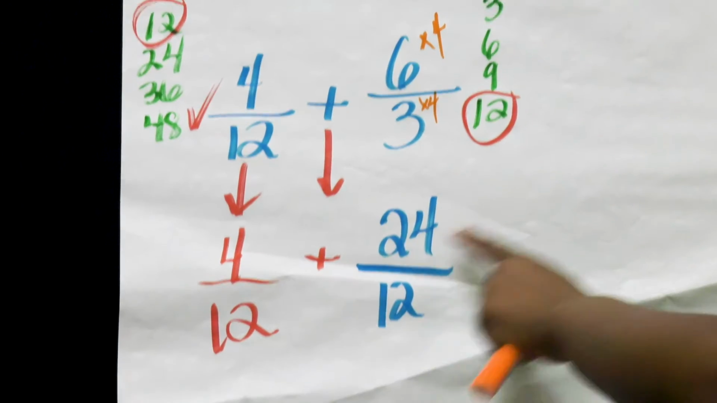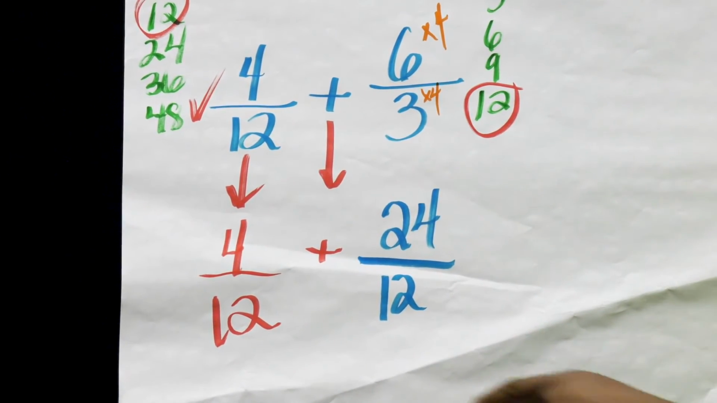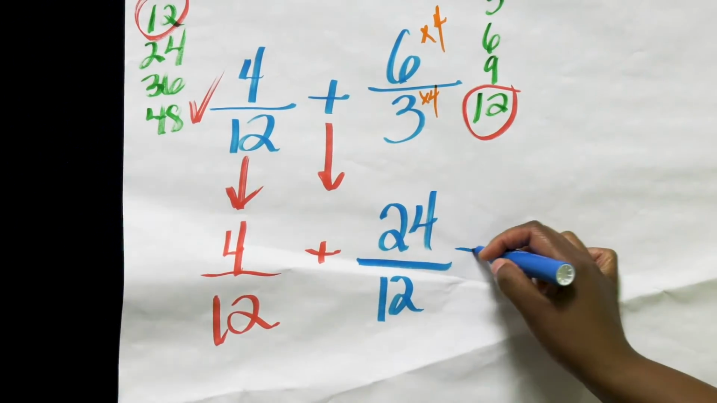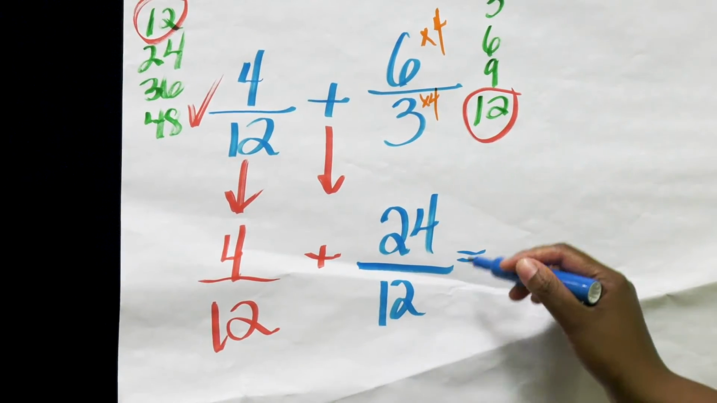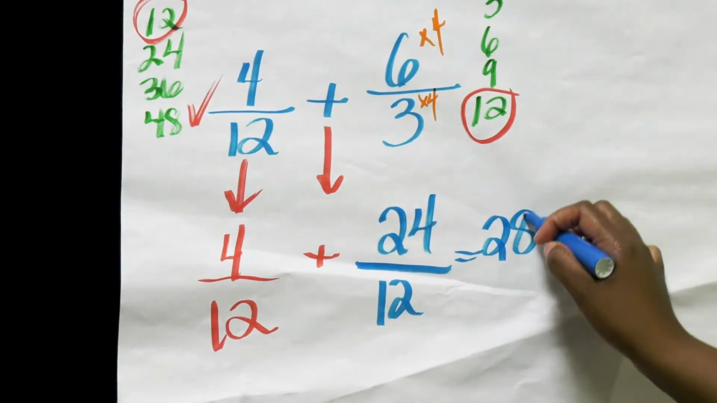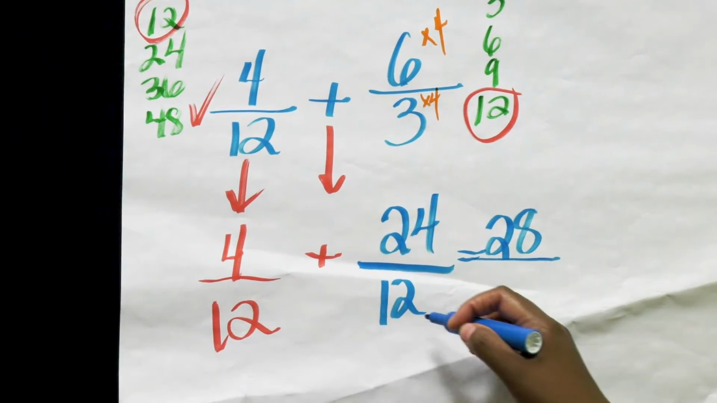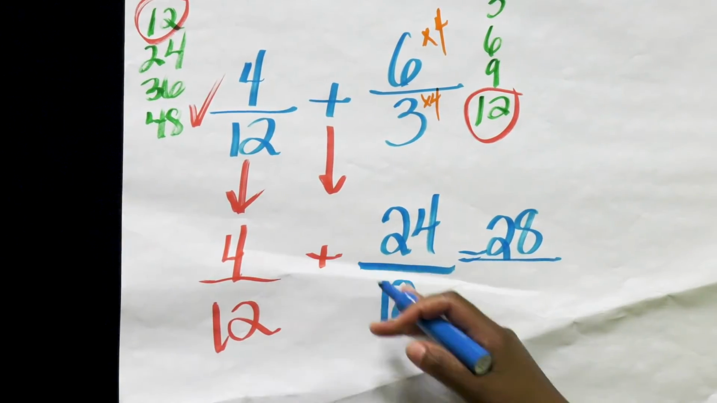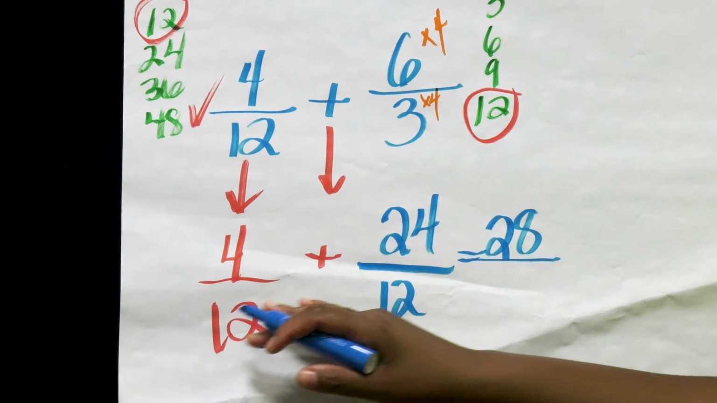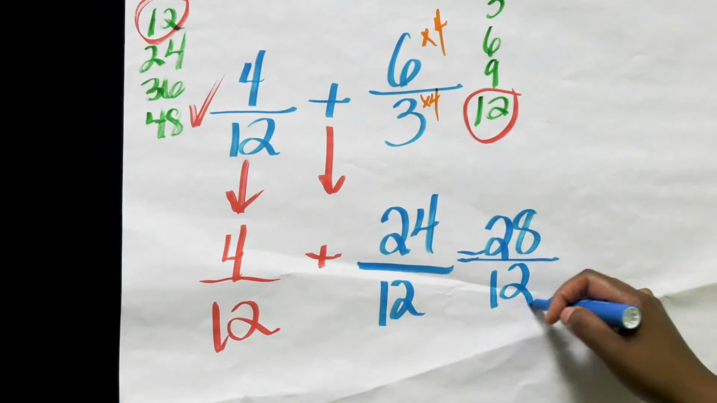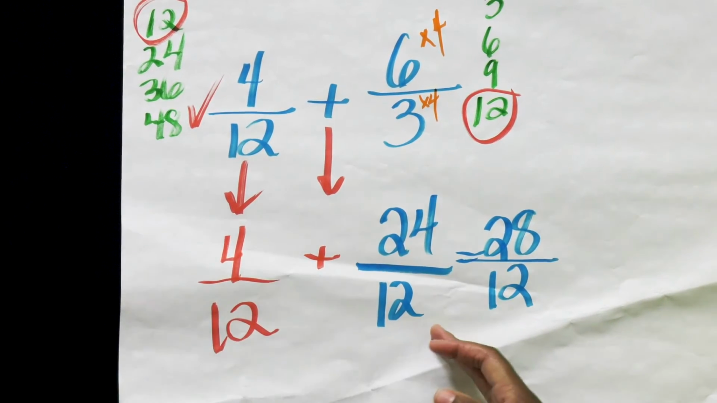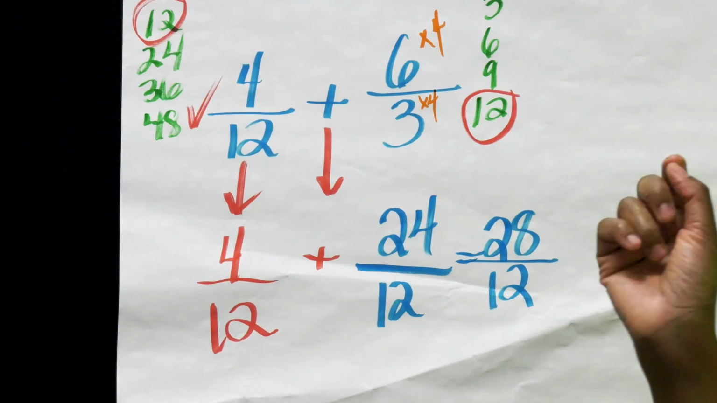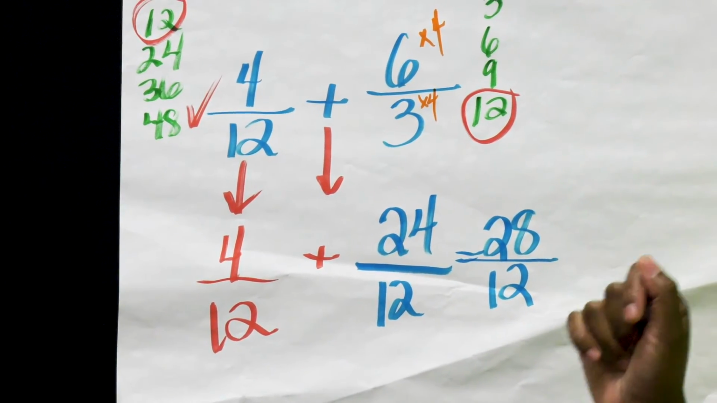Now guess what? Now we can add straight across. Why? Because both of our denominators are the same. So we have 4 plus 24, which is 28. And then we have 12 and 12. We do not add these. We simply bring them across. We do not add our denominators. We just bring them straight across. They are the same, so there's no other work for me to do.